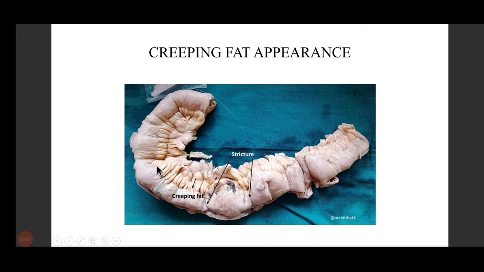Okay, so from outside, you only see the serosa of the colon, right? On cutting open, you'll see the mucosa. So this fat is creeping over here, extending over here.